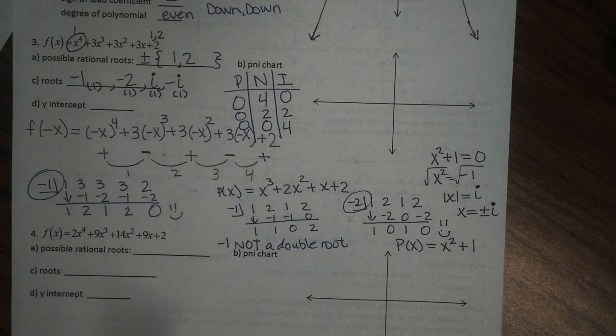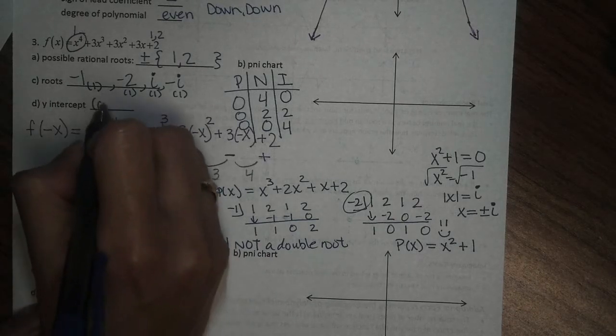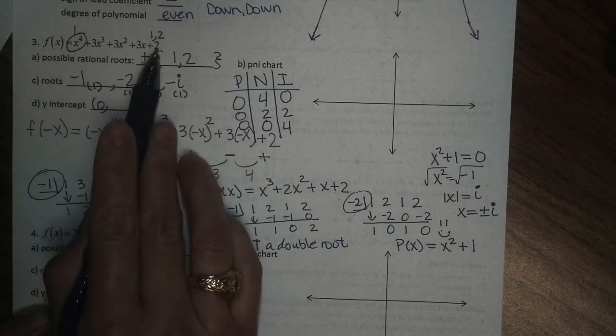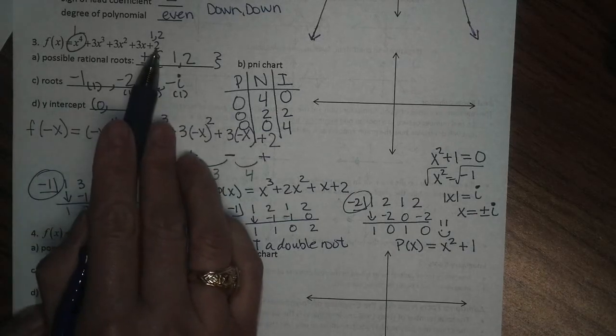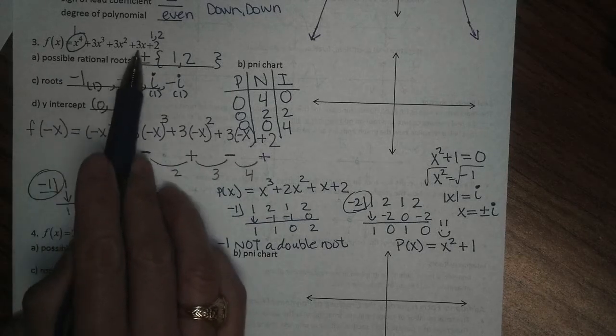So after all that work, I just need to find the y-intercept and then I'm ready to graph. The y-intercept should be easy because it's just going to be this constant 2. So if I plug in 0 for x on all of these, you just get 2.